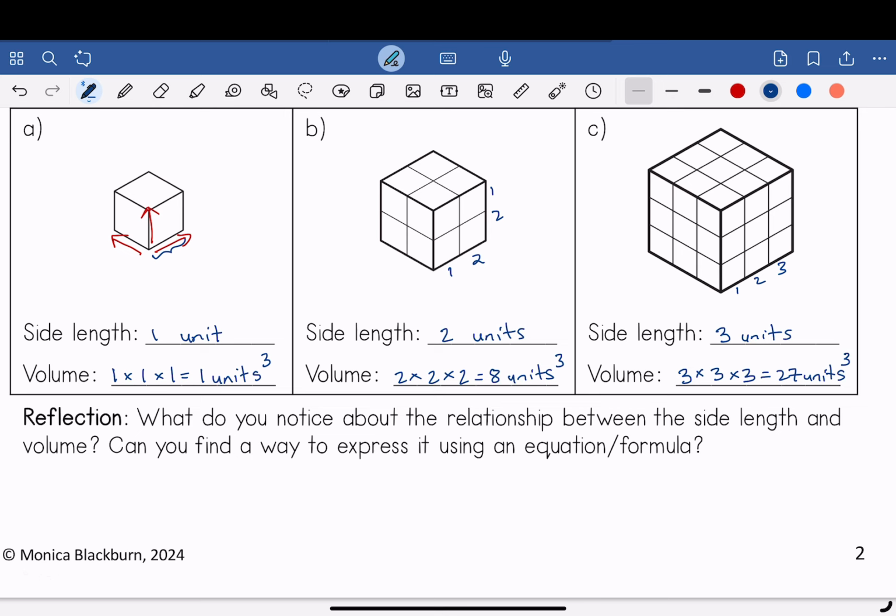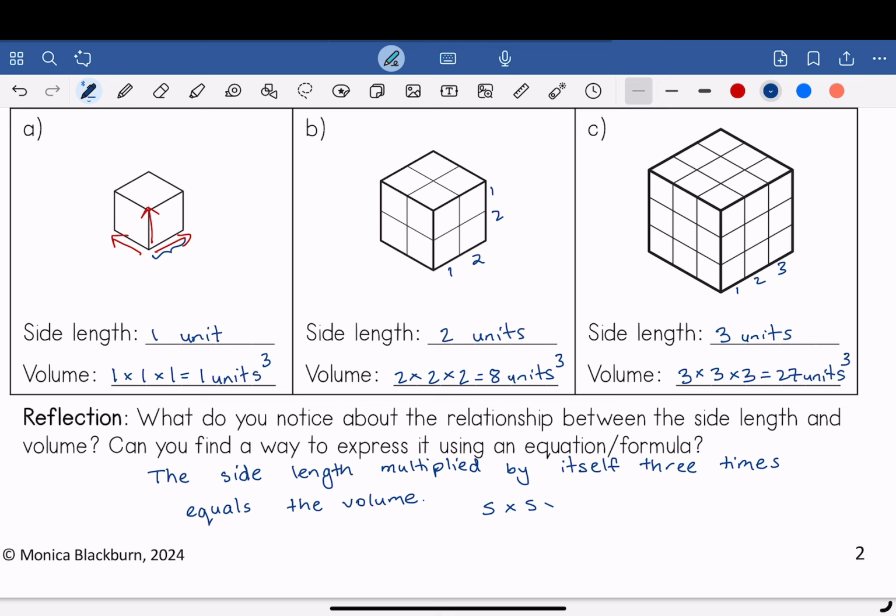So the side length multiplied by itself 3 times equals the volume. And if you wanted to write a formula, you can represent S for side times S times S, which equals the volume. And you can also put the S to the power of 3, because S is multiplied by itself 3 times, which equals the volume.